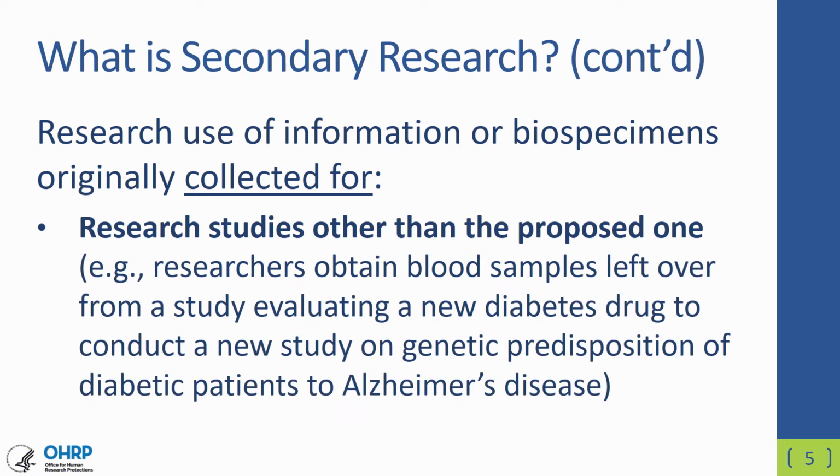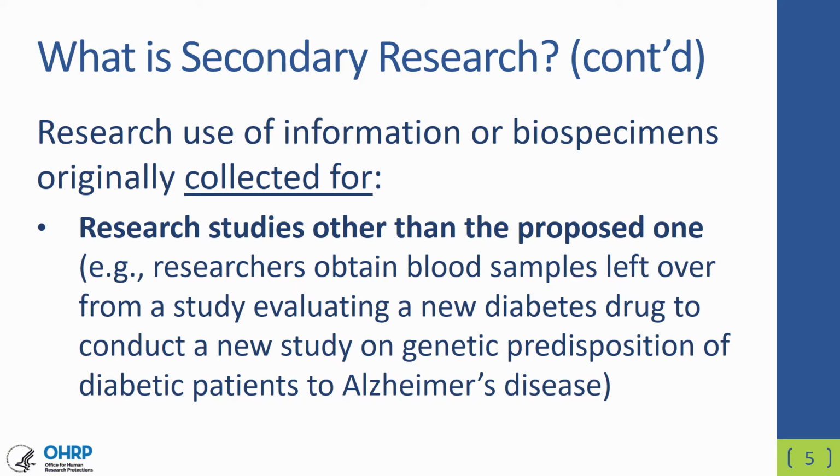Or they could be information or specimens originally collected for research studies other than the proposed one. So researchers obtain blood samples left over from a study evaluating a new diabetes drug to conduct a new study on genetic predisposition of diabetic patients to Alzheimer's disease. This could be an example.